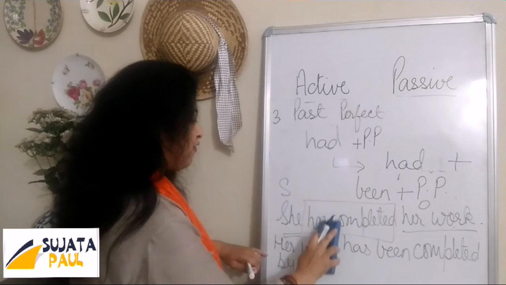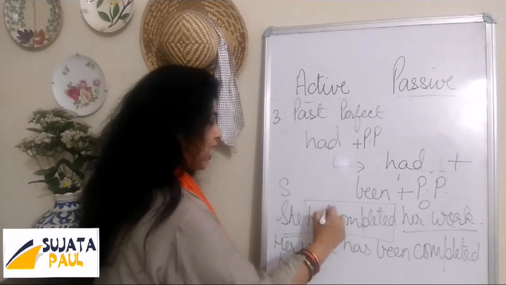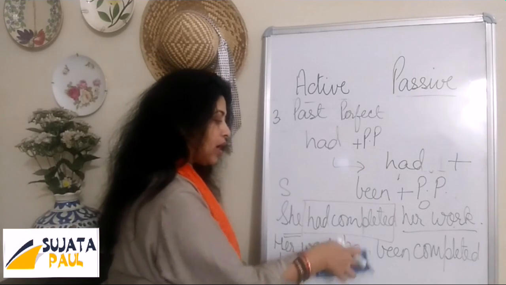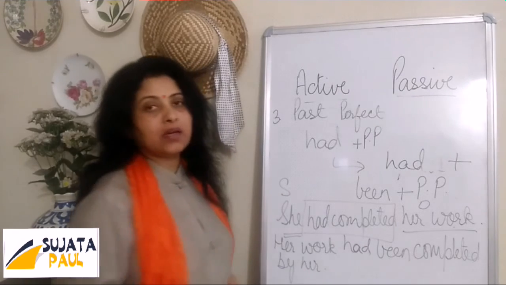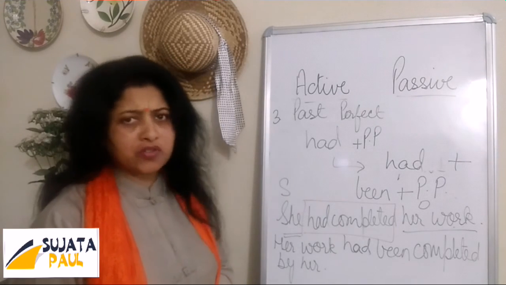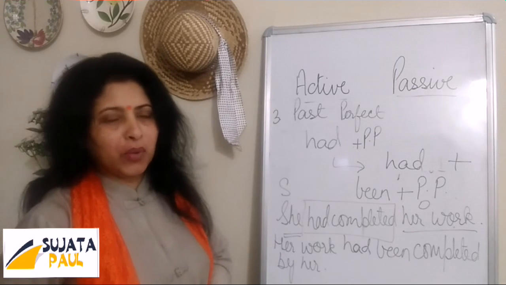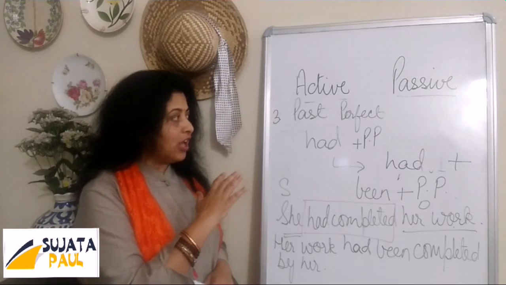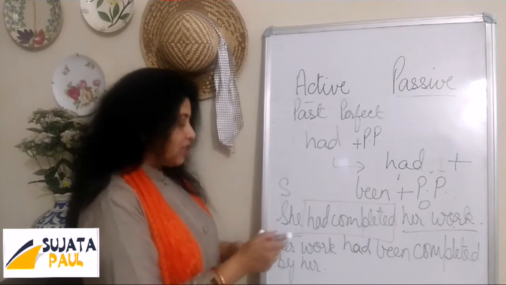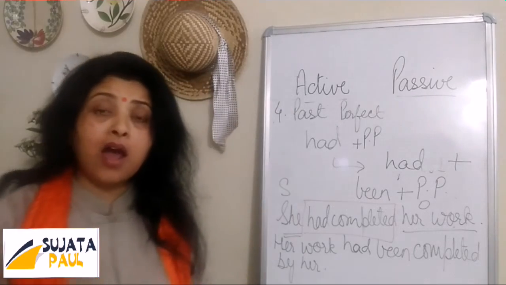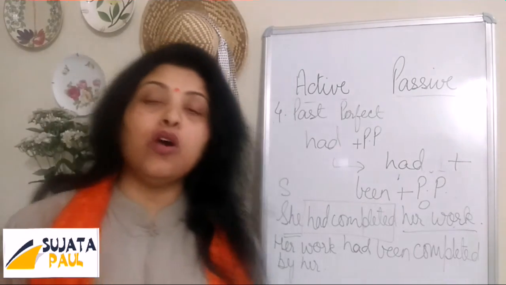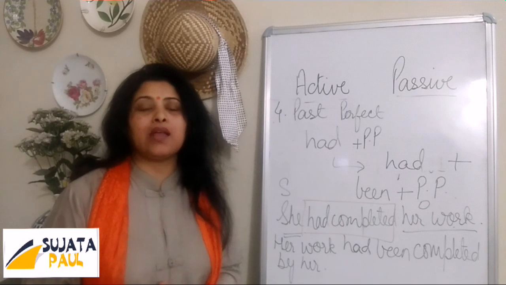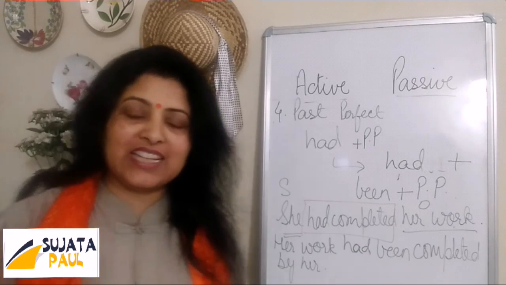So this means if I were to write this, she had completed her work. So it will become her work had been completed by her. You can write it or you can leave that out. I'll tell you when we leave it out later. So this much is there for you to revise, and this one is the fourth one. There are many others also. You have future also, but I'm going to take up your present continuous and past continuous in my next video.